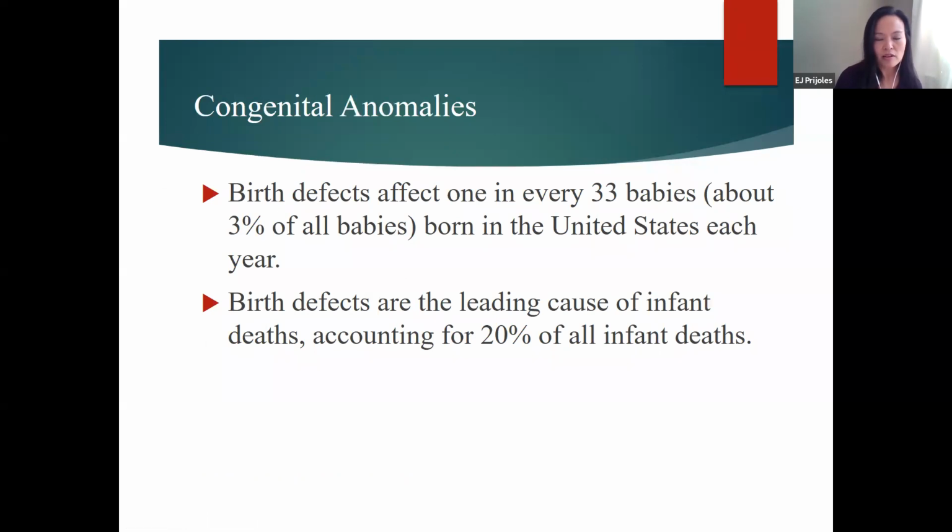So the reasons that congenital anomalies are important to recognize in pediatrics, we know that birth defects affect 1 in every 33 babies. That's about 3% of all babies born in the US each year. And they are a leading cause of infant deaths, accounting for about 20%.